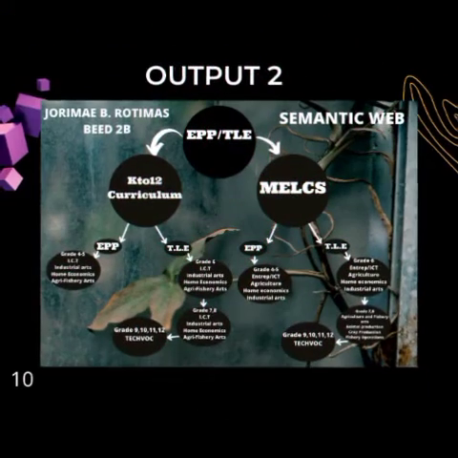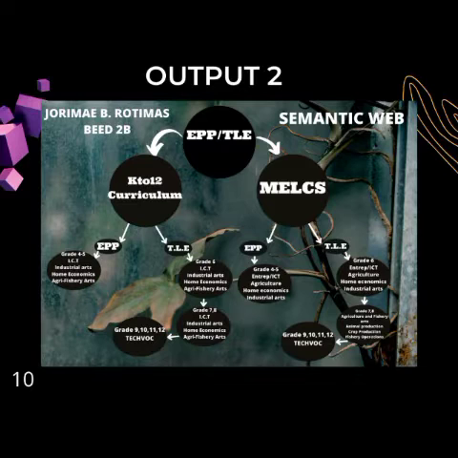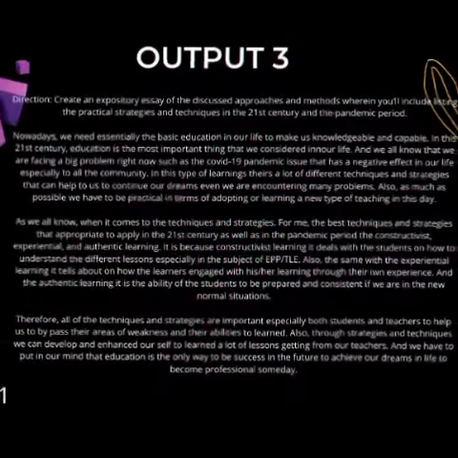The next output is Output 2. Output 2 involves creating a semantic web that sums up the standards of the K-12 EPP and TLE curriculum and the unpacking and combining of MELCs. So this is my own semantic web that is in line with the standards of the K-12 EPP and TLE curriculum and the combining of MELCs.